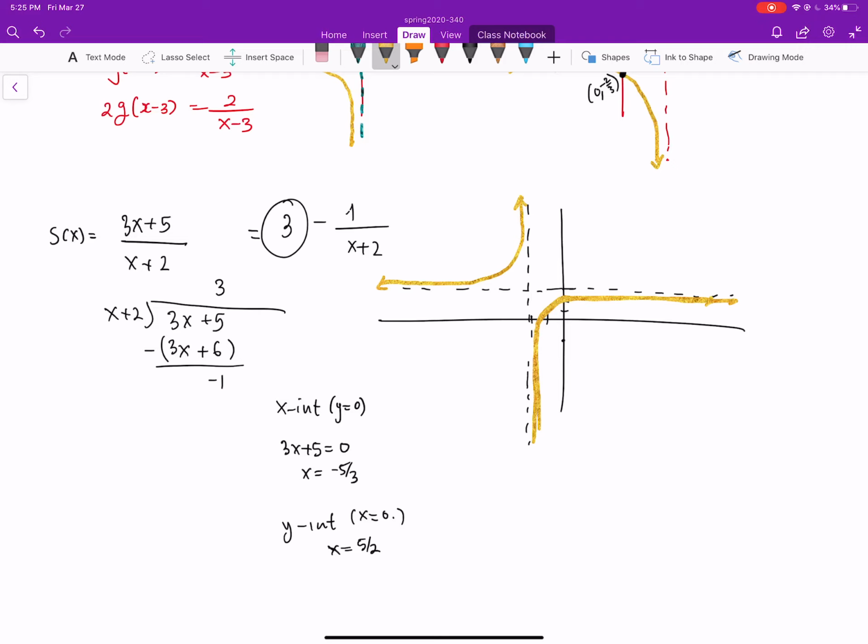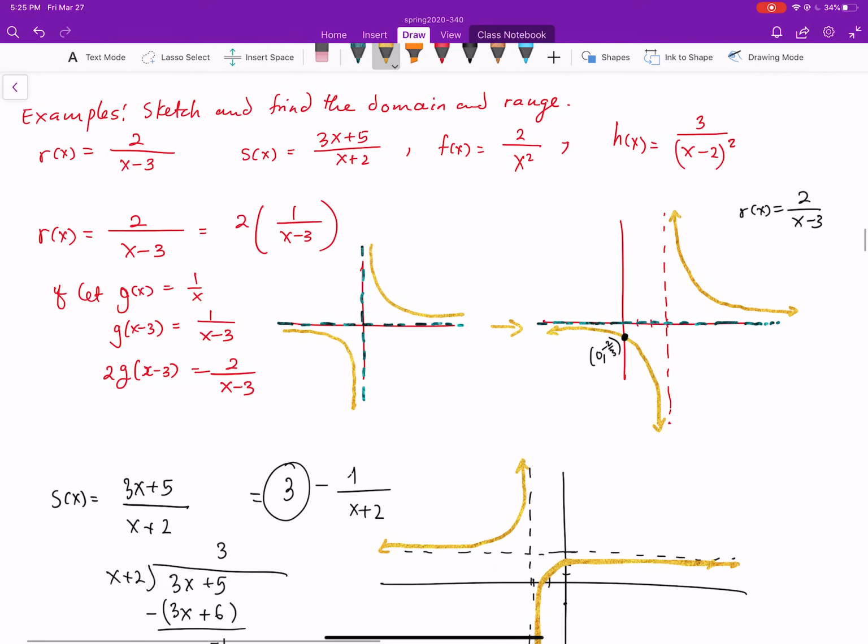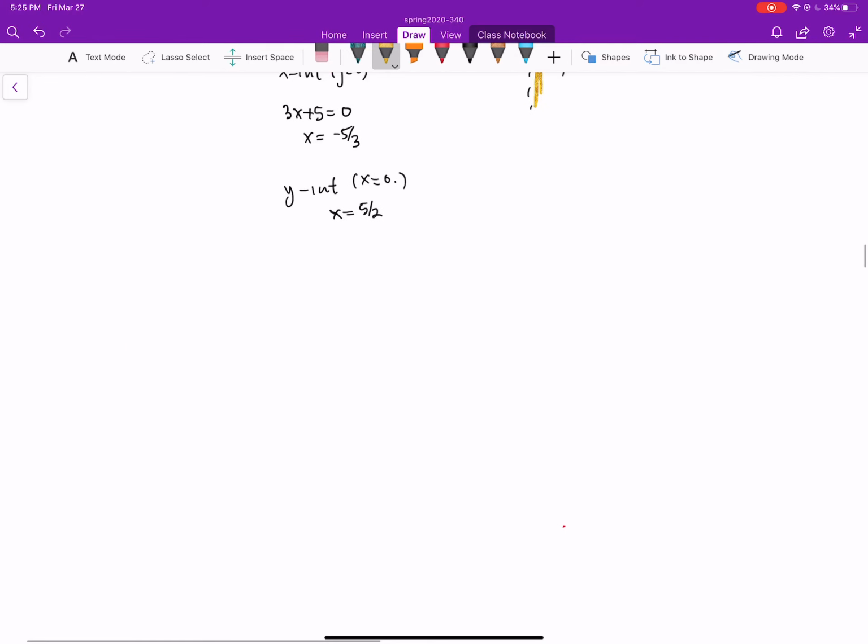But that's just because I could see the transformation of 1 over x by doing the long division. Okay, let's look at our next problem. So our next problem is 1 over x squared.